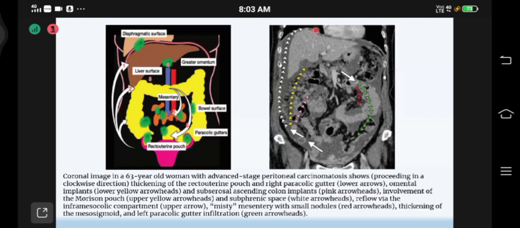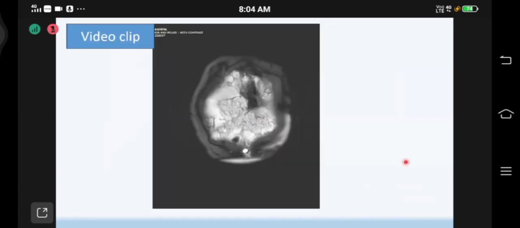Then similarly the fluid can track into the epigastrium, subdiaphragmatic spaces, and then come to the left subdiaphragmatic space, and the left paracolic gutter into the pelvis. And through the lesser sac in the inframesocolic compartment, it can come along the serosal deposits along the descending colon, or there can be mesenteric nodular deposits here, right? So this is how we need to follow.